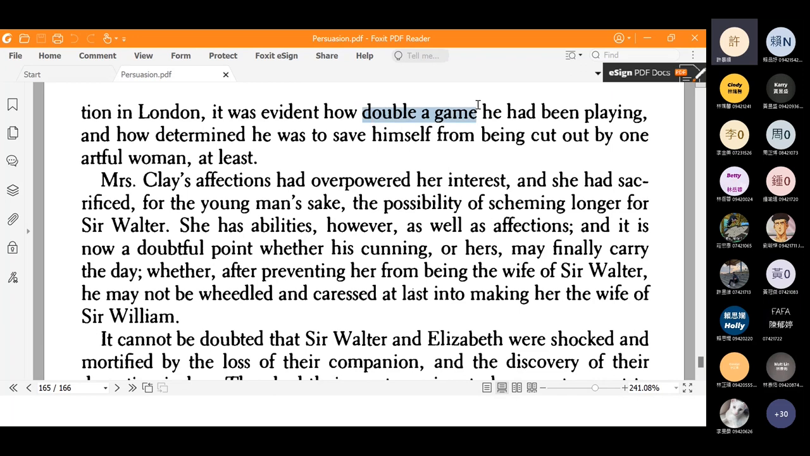Because he was playing a double game. 他玩两面手法. On the one hand, he was out in the open pursuing Elizabeth. 公开追求 Elizabeth. On the other hand, he was seducing Mrs. Clay. 又在色诱 Mrs. Clay. Because he wants to enter the family and he wants to prevent Mrs. Clay from entering the family. And so now that his plans have all failed, all that he has left is Mrs. Clay.